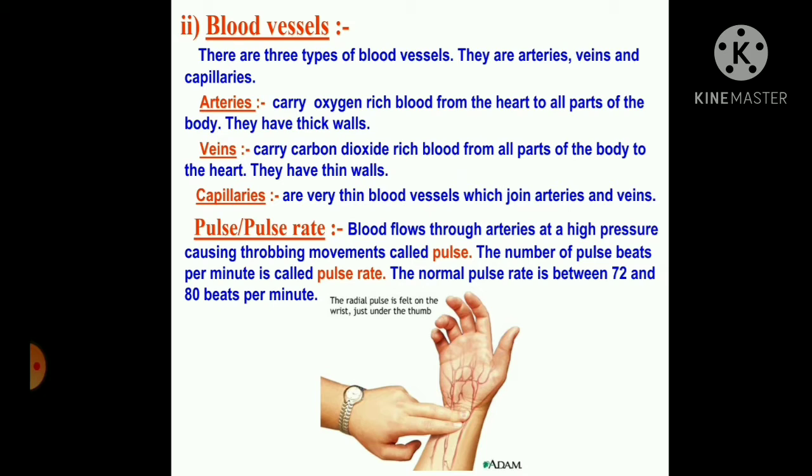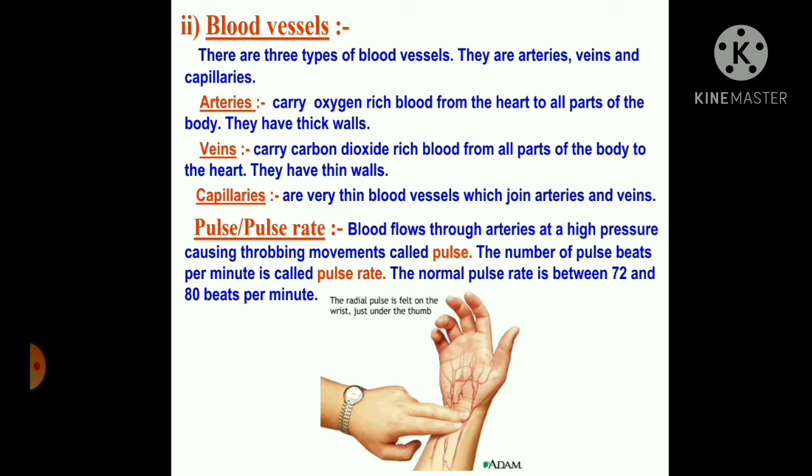Now let's learn what is blood vessels. There are mainly three types of blood vessels. They are arteries, veins and capillaries. So the arteries carry oxygen rich blood from the heart to all parts of the body and they have thick walls, whereas the veins carry the blood from all parts of the body to the heart and they have thin walls. Whereas the capillaries are very thin blood vessels which join arteries and veins.